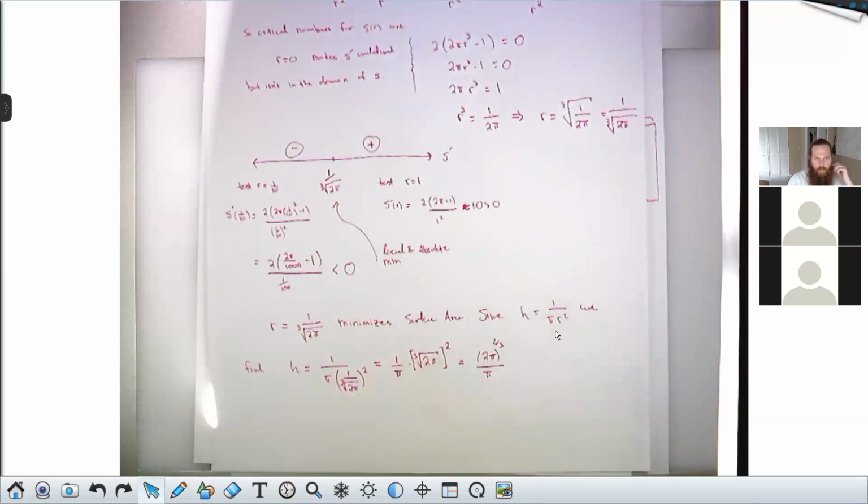So once we find the R value that minimizes the surface area, in this problem they asked us for the dimensions that minimize the surface area, not for the minimal surface area itself. So the dimensions that minimize the surface area are a radius of 1 over the cube root of 2 pi and a height of 2 pi to the 2/3 over pi. If we wanted to know what that minimum surface area is, then yes, we would plug this and this back into the surface area function.